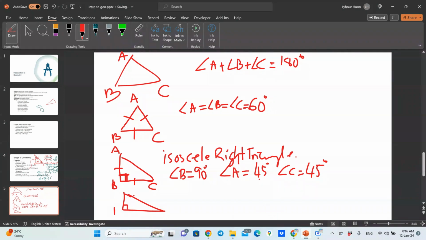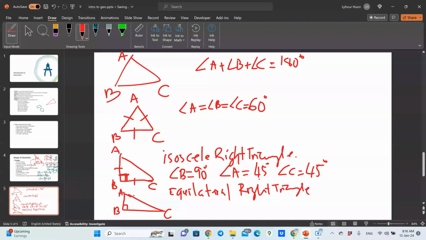This one is B, this one is A, this one is C. The triangle you just said, hold up. It's like an equilateral and right triangle, yes. Equilateral, right triangles, right?